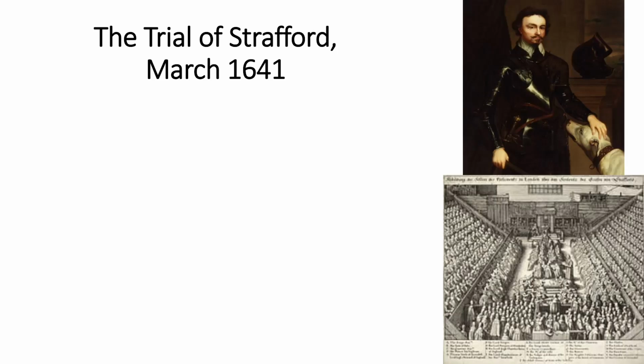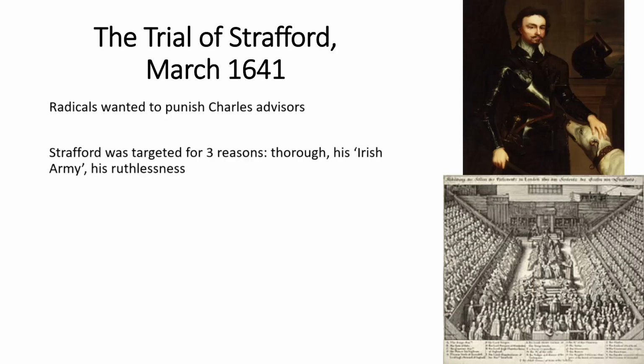So by the time we get to March 1641, Strafford has been arrested. He's in prison, I think in the Tower of London. And there's a question about what to do next. Radicals wanted to punish Charles's advisors. They want to deal with the advisors who they believe had led Charles astray. Some of the moderates disagree. They are quite happy with maybe a more moderate, lenient sentence, but the radicals want to push this further. They choose Strafford in particular.